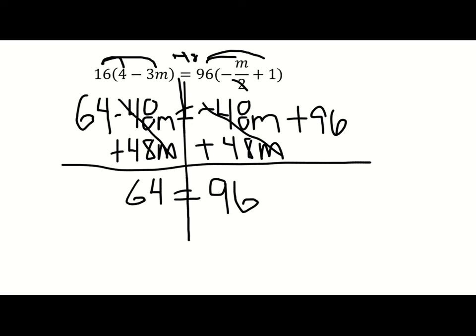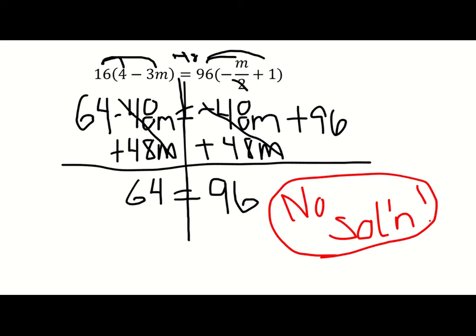So remember, when your variables cancel completely, you want to ask yourself if you are left with a true statement or a false statement. 64 equals 96. 64 is not the same as 96, so this would be false. And anytime the variables cancel out and you have a false statement, we call that no solution. So this means there is no number that we could use to get this equation to work. So no solution is our answer.